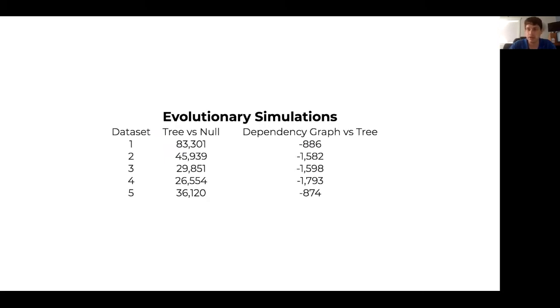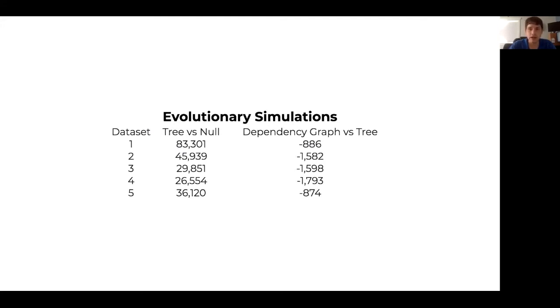And then I processed that through OrthoFinder to turn them into gene families. And then I ran them through my analysis pipeline to see, does it think that that data looks more like a tree or more like a dependency graph? And you can see the results here. I did it for 5 different runs with different settings of the Evil Simulator parameters.